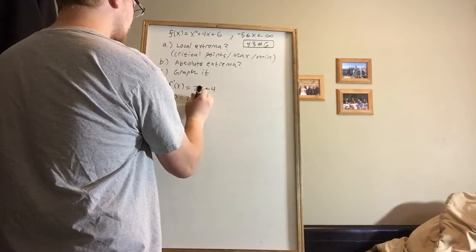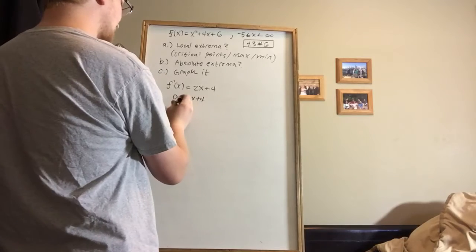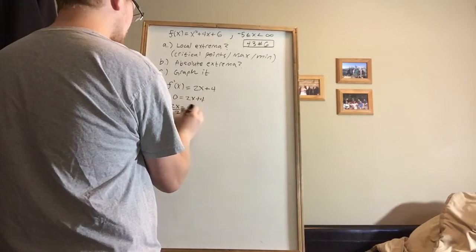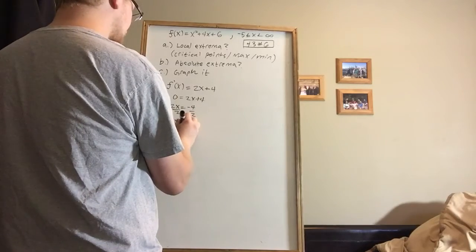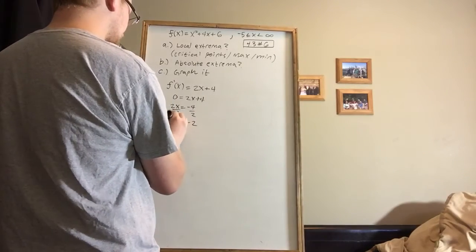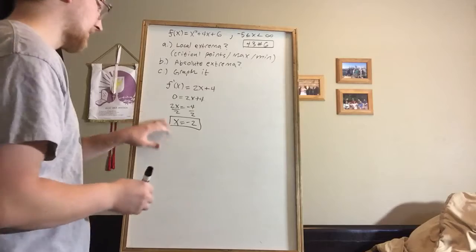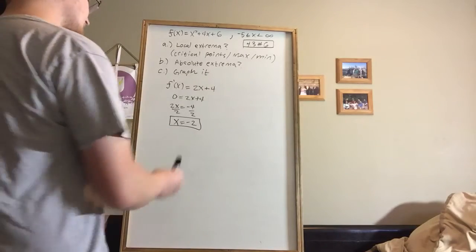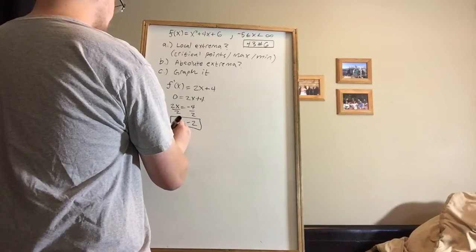So because the derivative represents slope, to find our extrema, we're going to set it equal to 0. So 0 equals 2x plus 4, and then we solve algebraically. 2x equals minus 4, which means that one of our extremas is x equals minus 2. So that's a critical point. Well, now we're curious, is it a maximum or a minimum? So to find out, we're going to go ahead and take the second derivative.